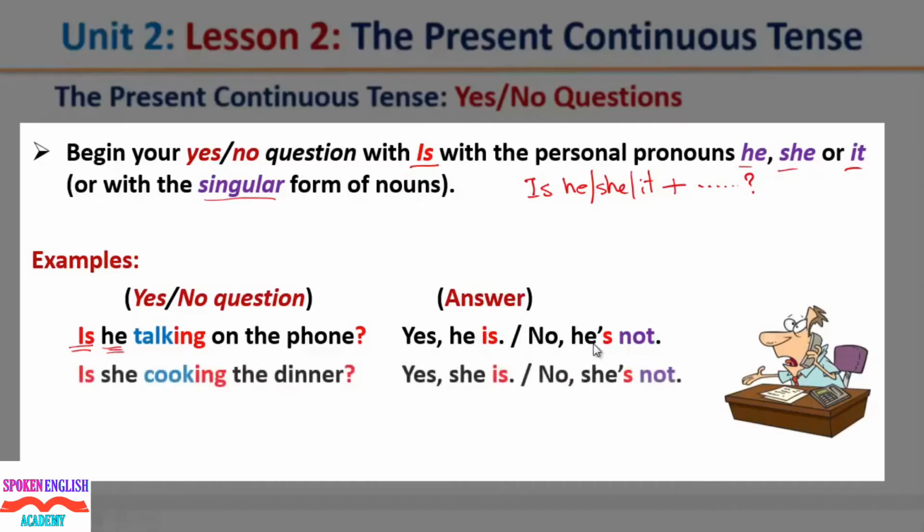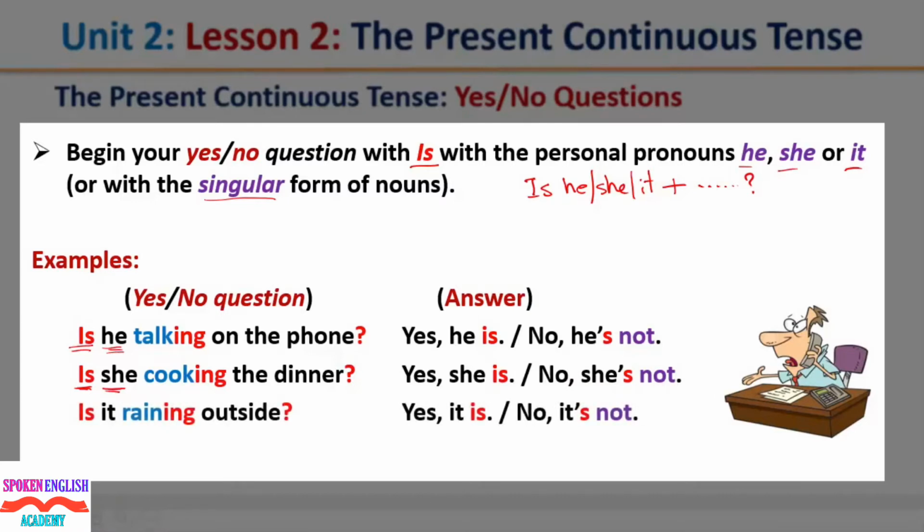Another example, is she cooking the dinner? Notice here we start with is again because the subject is she. Is she cooking the dinner? The answer, yes she is, or no she's not. Another example, is it raining outside? Again, we start with is because the subject here is it. Is it raining outside? The answer, yes it is, or no it's not.